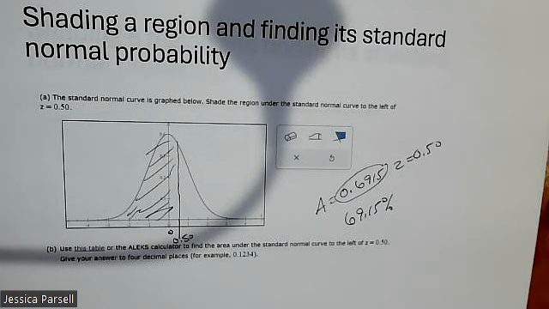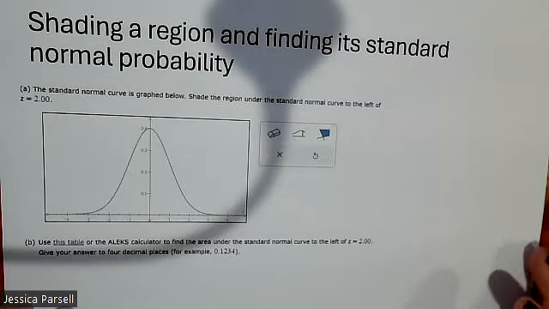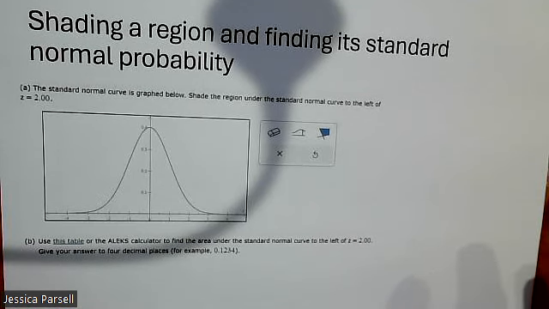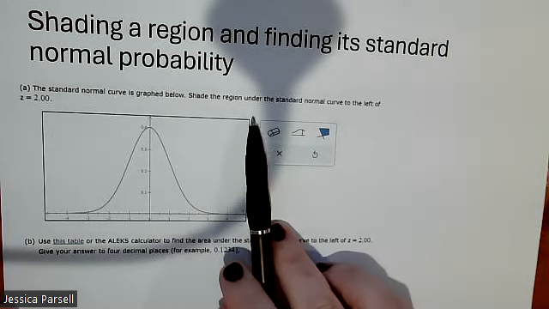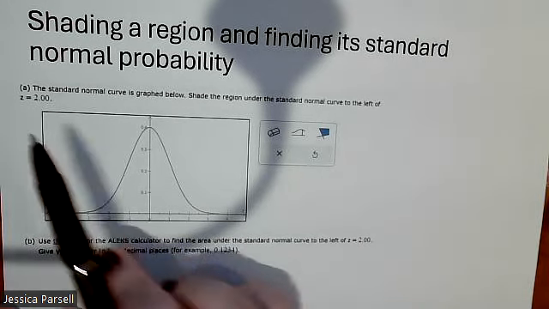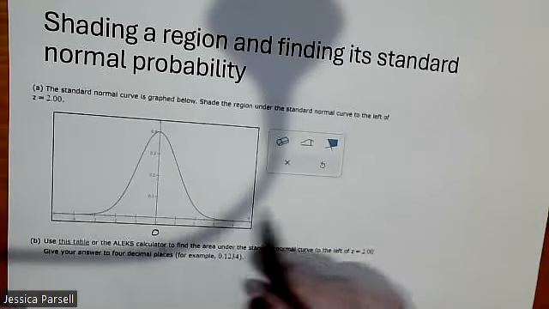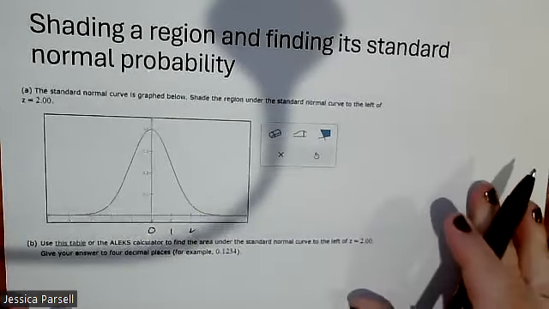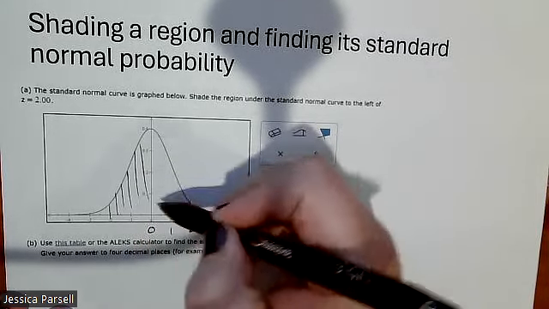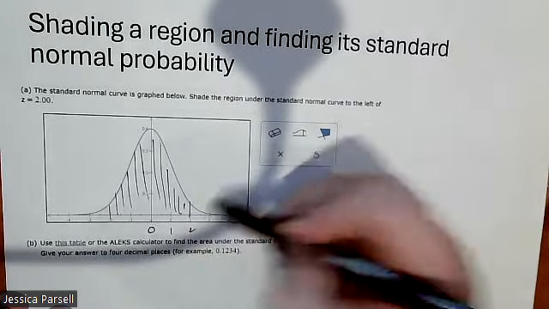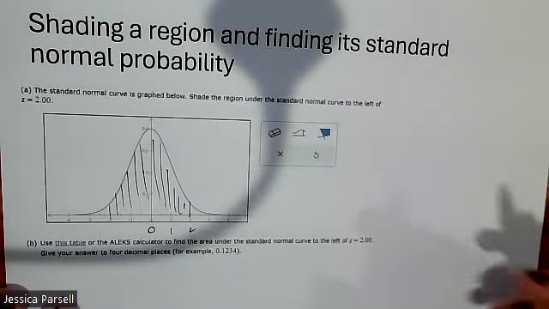All right, let's try another one. We have 2 more examples in this video, and I might be overkilling it here, but I just want to make sure before we move on to the harder types of problems that you're comfortable using your z-score charts. Okay, the standard normal curve is graphed below. Shade the region under the standard normal curve to the left of z equals 2.0. Well, here's 0, here's 1, here's 2. Okay, to the left of 2.0, that's a big sizable chunk. We know it's over 50%. We know it's less than 100%, so it's somewhere in between.